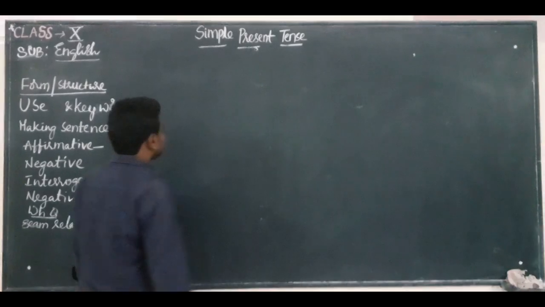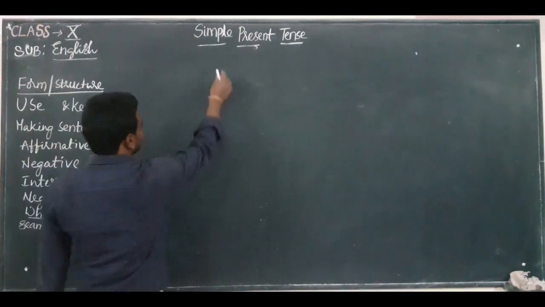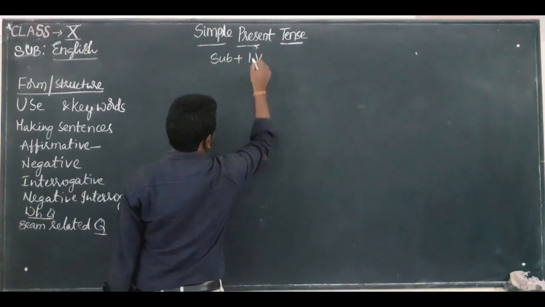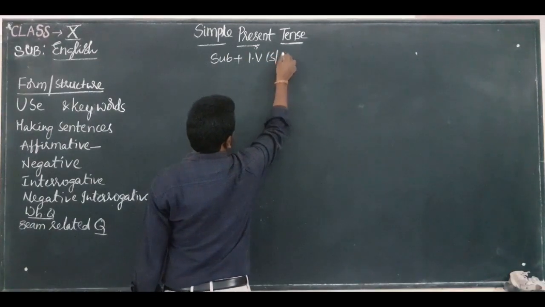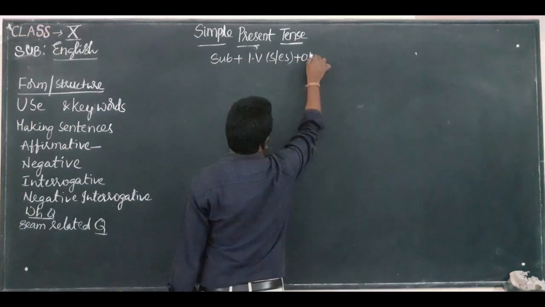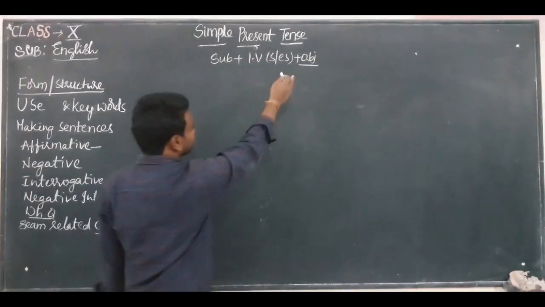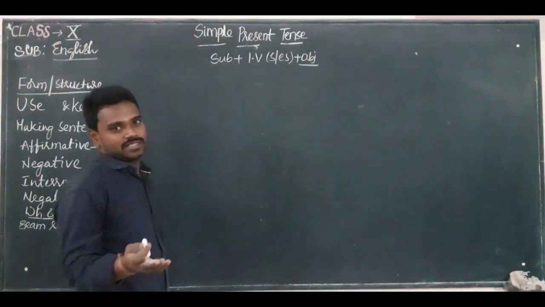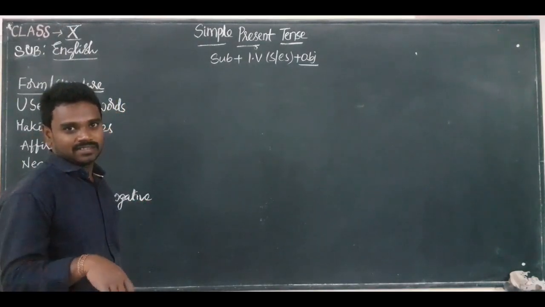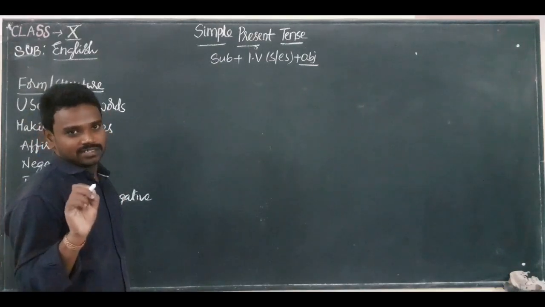Now the first, let us consider the form. What is the form here? Form is subject plus first form of a verb plus s or es plus object. This object is optional. Sometimes it will be a prepositional phrase, for example, birds fly in the sky. In the sky is not an object, it is a prepositional phrase.